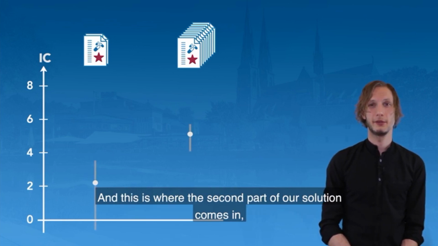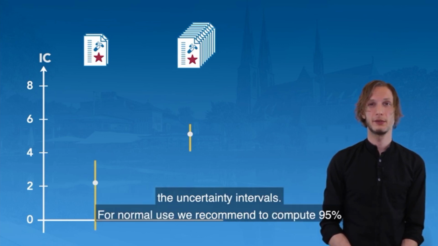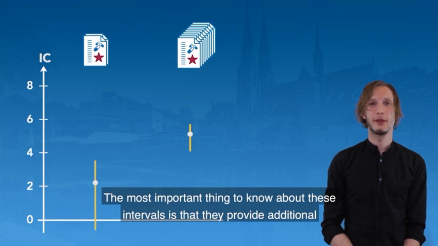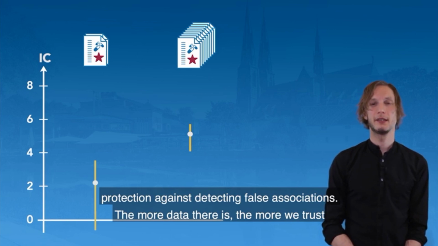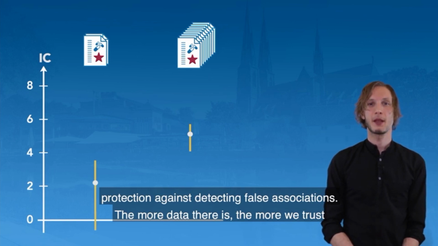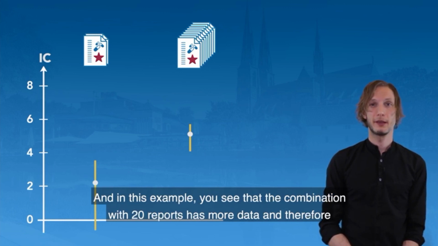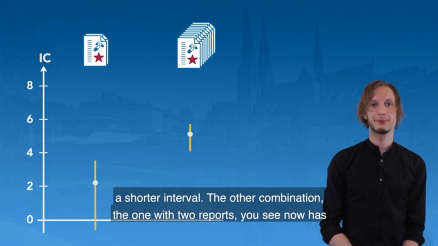And this is where the second part of our solution comes in, the uncertainty intervals. For normal use, we recommend to compute 95% uncertainty intervals around the IC, which is what I've done here as well. And the most important thing to know about these intervals is that they provide additional protection against detecting false associations. And the more data there is, the more we trust that disproportionality analysis calculation, which results in shorter intervals. And in this example, you see that the combination with 20 reports has more data and therefore a shorter interval.